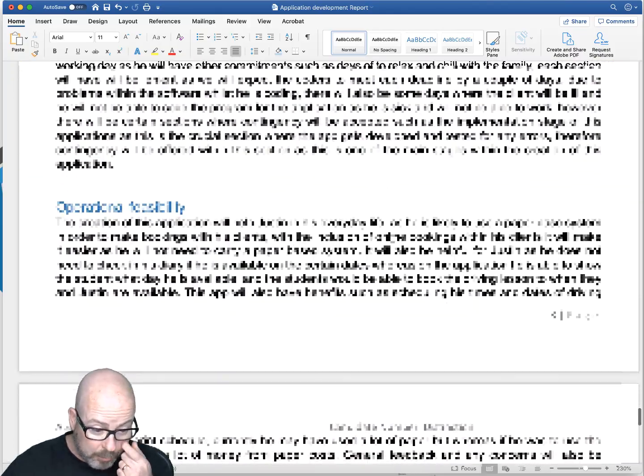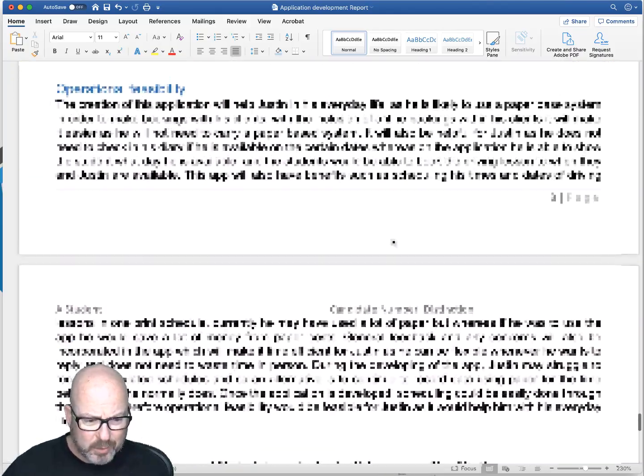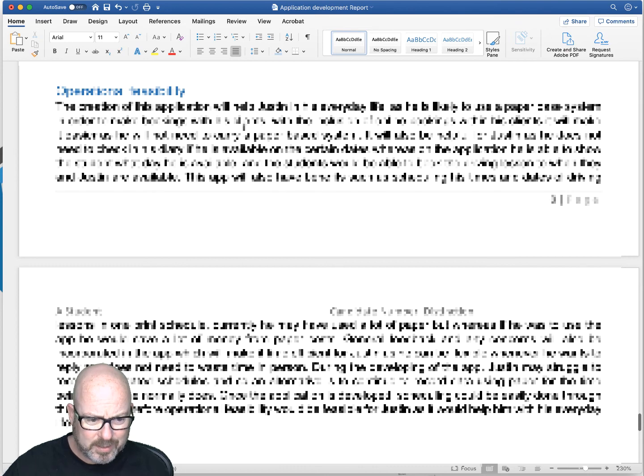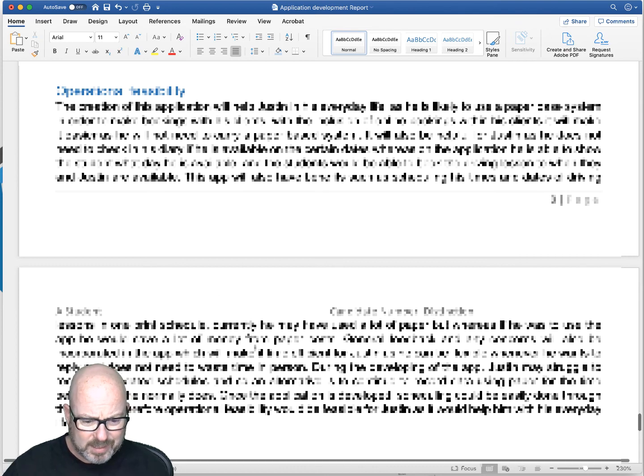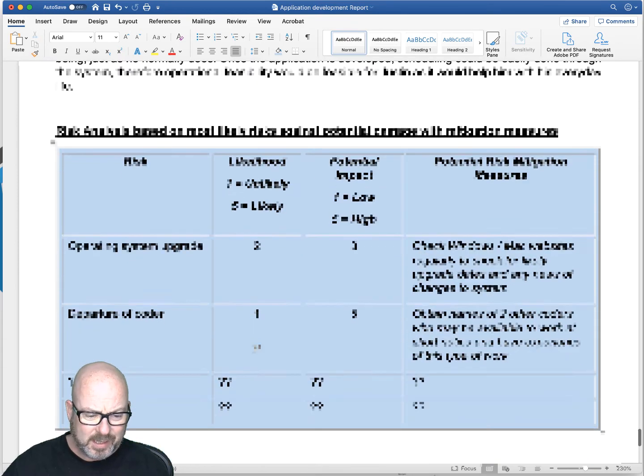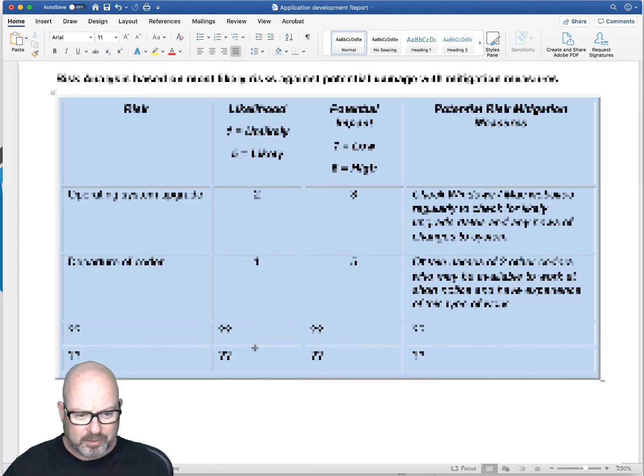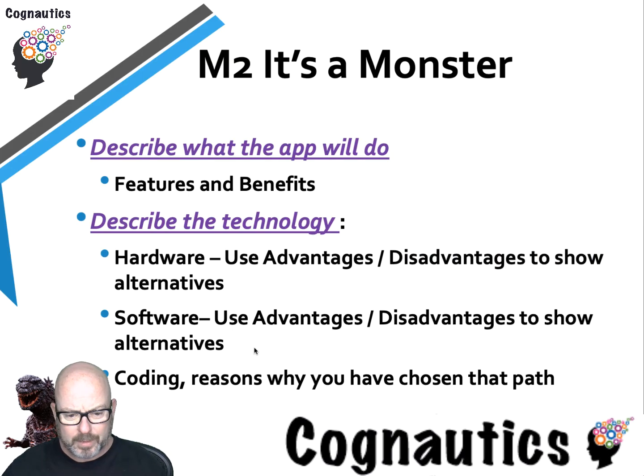From that, we've got operational feasibility. This section was very weak for this student, actually. This barely scraped through on the operational feasibility, but he did cover the basics, and that was the risk analysis. That wasn't his risk analysis, that was mine. So hopefully that gives you an idea of what we're looking for there.